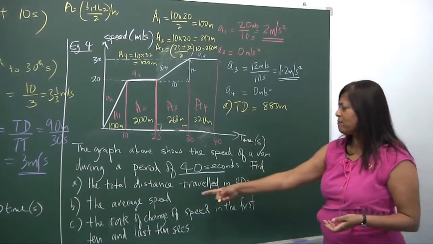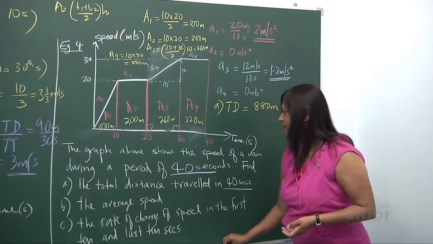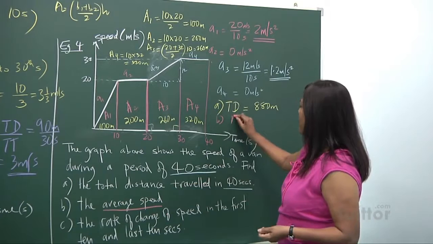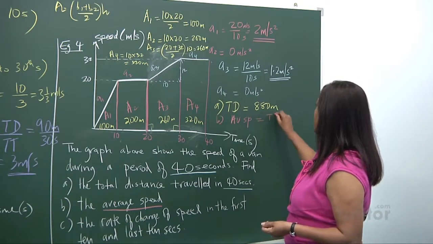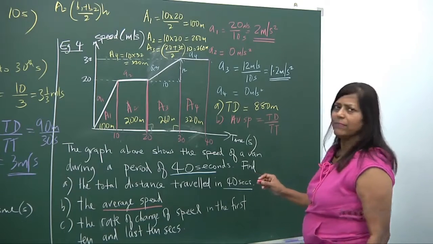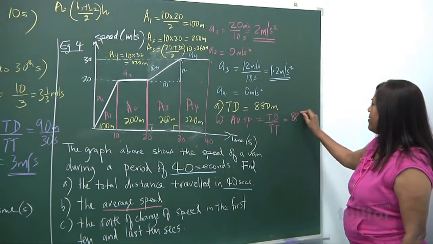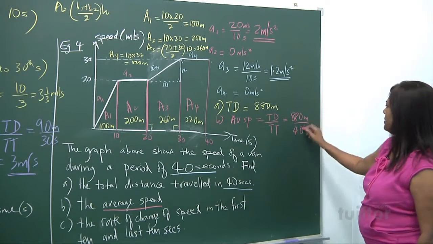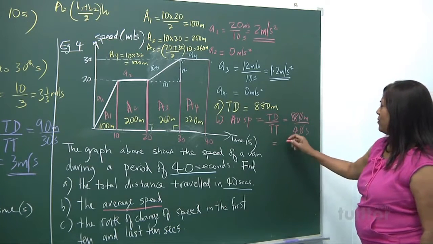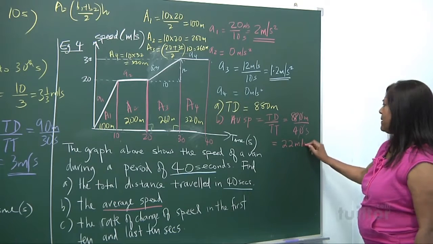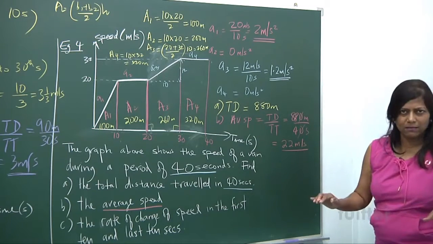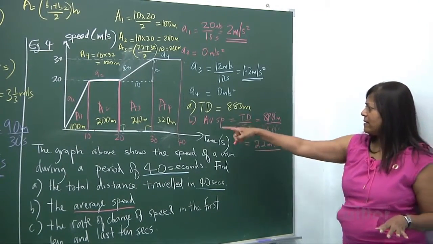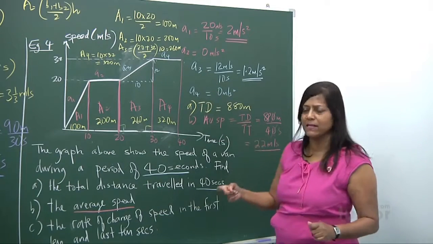And what is the average speed in B? All right, average speed is made up of what? Average speed is the total distance divided by total time. The total distance is 880 meters over 40 seconds. Cancel, divide by 4. You get 22 meters per second. That's the average speed. You travel 880 meters in the 40 seconds.